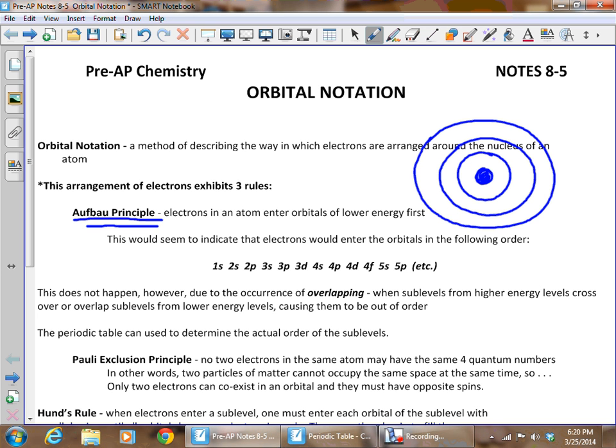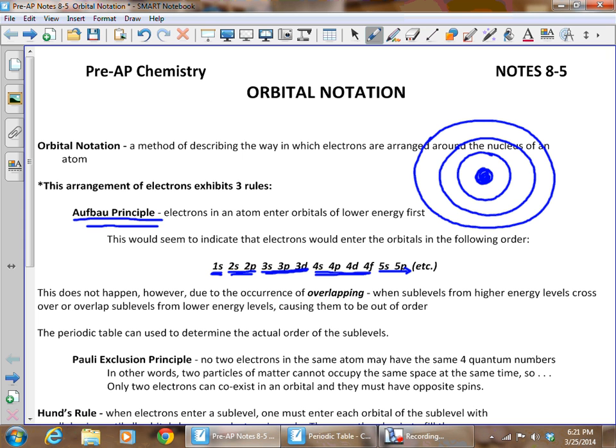Now, if that's true, it would seem to indicate that they would enter the electron cloud in this order. And remember from the notes we took last, the first energy level has just an S sublevel, so that would fill up. The second energy level has an S and a P, that would fill up before we went to the third energy level, which has 3S, 3P, and 3D, on to the fourth energy level, 4S, 4P, 4D, and 4F, and finally, we just keep continuing on out from there.